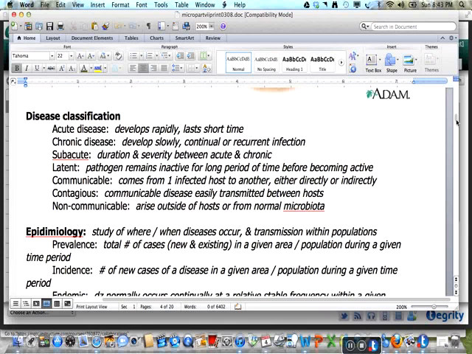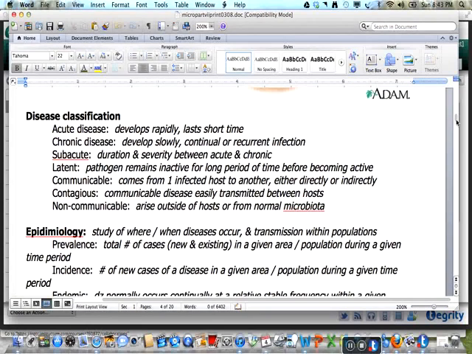Epidemiology is the study of where and when diseases occur and the transmission within the population. The prevalence is the total number of cases, both new and existing, in a given area or population during a given time period. With diseases, we can classify them different ways.